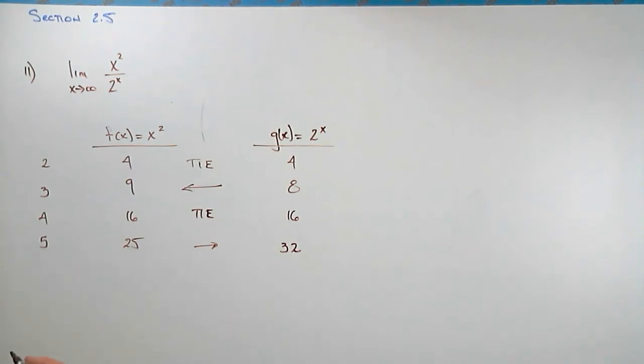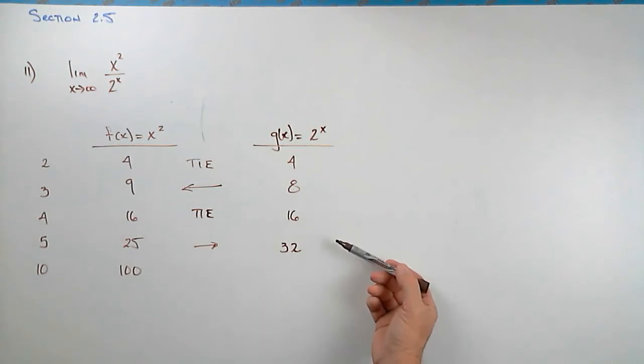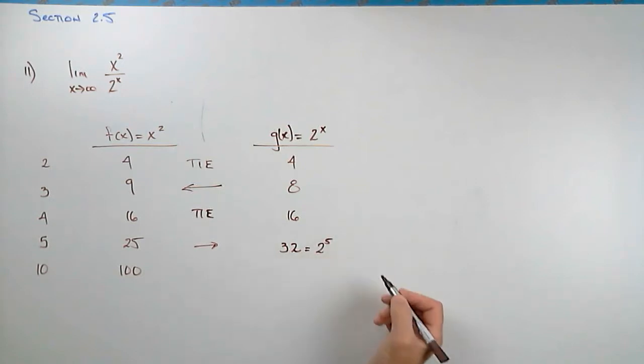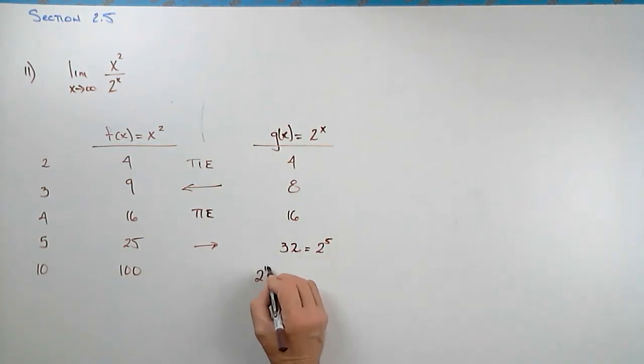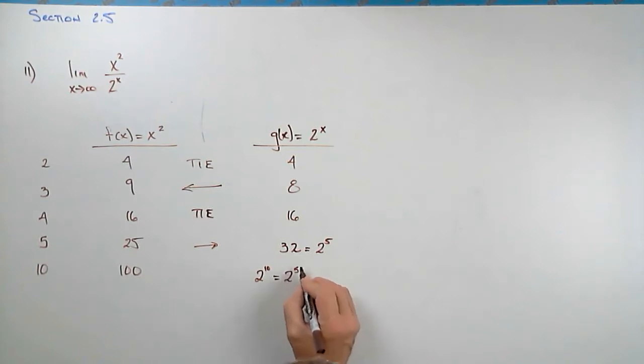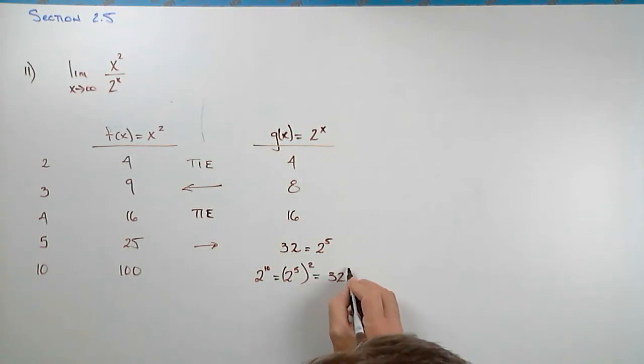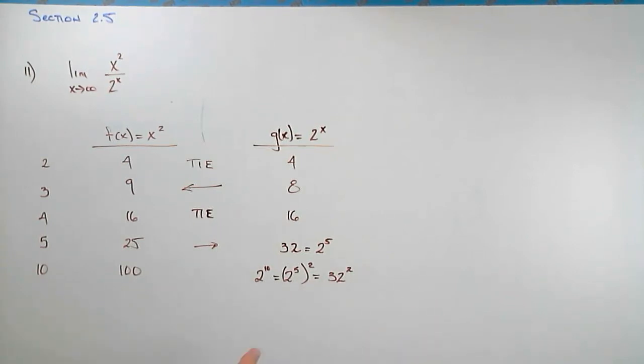Now, what about 10? We'll just skip down to 10. 10 squared is only 100. But what's 2 to the 10? Well, 32 is 2 to the 5th, so 2 to the 10th is 2 to the 5th squared, power to a power you multiply. That means this is 32 squared. Well, 32 squared is way bigger than 100. So this one, we'll make a really big arrow. This one is massively bigger than this.